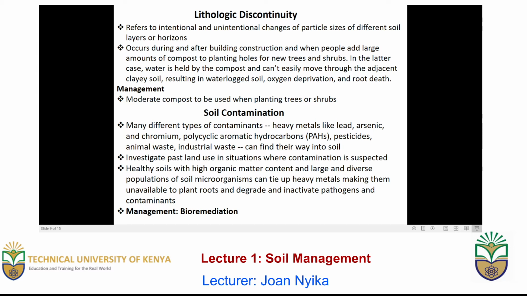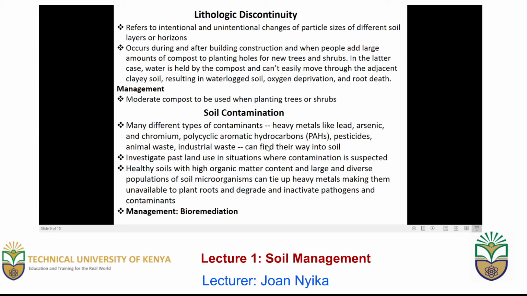In this era of industrialization, many contaminants such as heavy metals, for instance lead, arsenic, chromium, and some plastics such as polycyclic aromatic hydrocarbons, the use of agrochemicals such as pesticides, and the presence of animal and industrial waste in cases where there is open dumping and landfilling, can find their way into the soil, and they are very harmful to the soil.